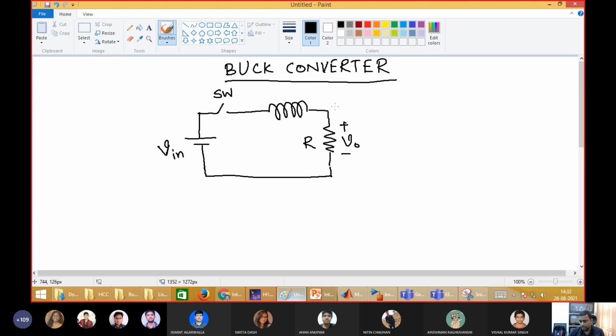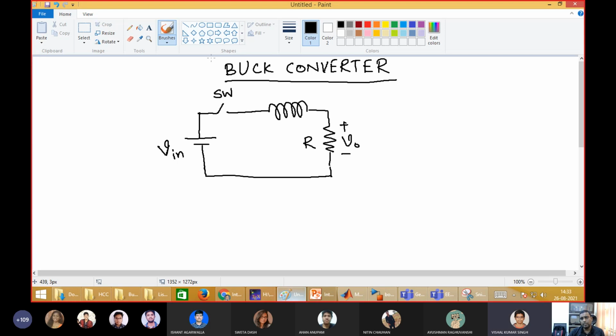Ripple. Okay, will this circuit work? No, sir, because there is no freewheeling diode. Because the charge accumulation on the inductor will continue to increase, and it will become an unstable circuit.